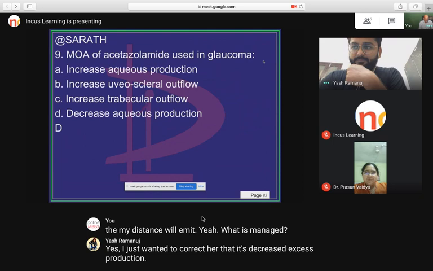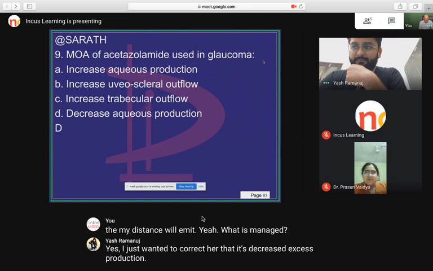Absolutely. So the first line of treatment of advanced open angle glaucoma. What is your answer? Sir, it's latanoprost. It's prostaglandins. Latanoprost. Absolutely. So, as we have just discussed, latanoprost is the most important part of the management.